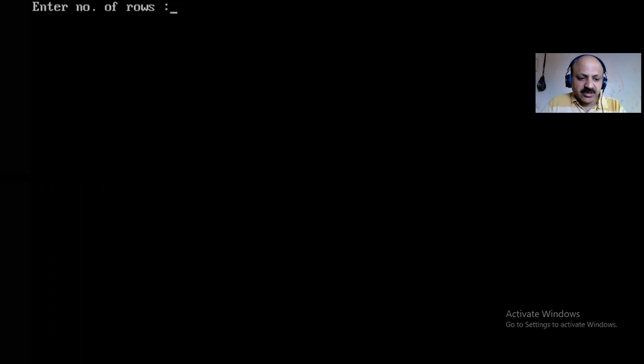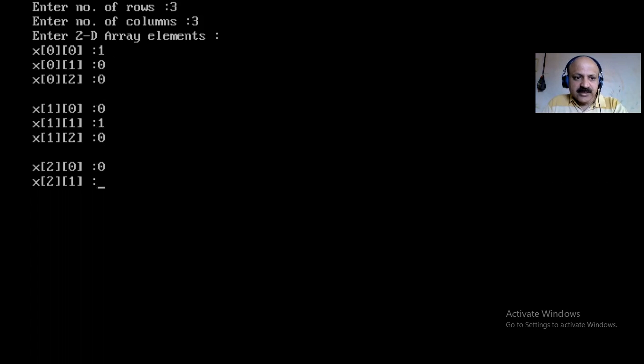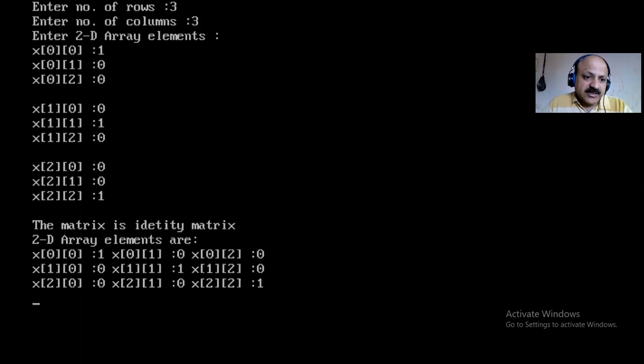And now we can check 3 by 3. So 1 0 0, then again 0 1 0 and 0 0 1. That is a unit matrix. Yes, that is an identity, or you can say a unit or elementary matrix. So yes, that is perfect. And now I can scan and print with index.